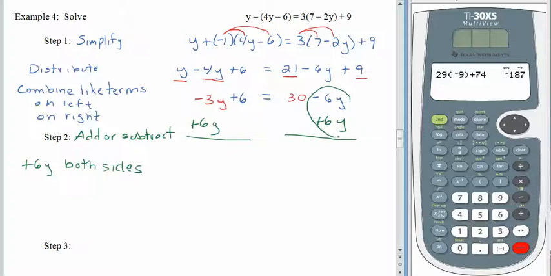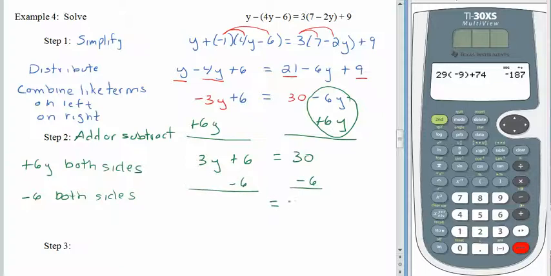Nice big 0 over here. Bring the 30 straight down. Negative 3y and a positive 6y gives me a positive 3y. This 6 needs to go. How do I move it? I subtract it. Where do I subtract it? On both sides. Keep that equals in the middle.